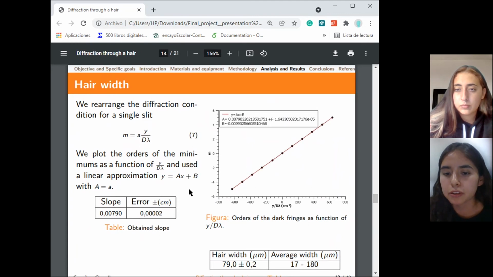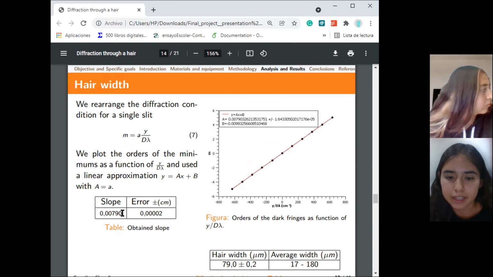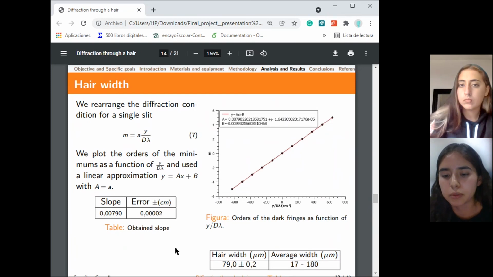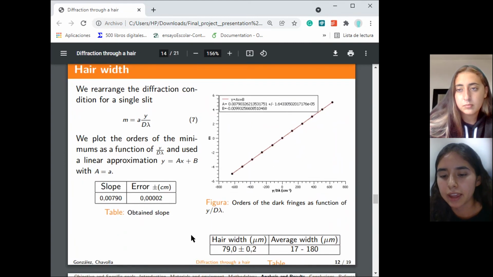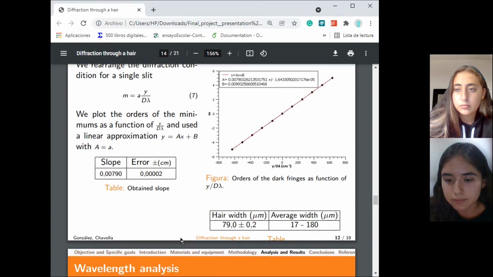And it is possible to use a linear approximation with a slope a, that is the width of the hair. Then we obtain the slope 0.0079 with this error, and as we said, this slope will be the width of the hair. In my experiment, I obtained a width of 79 micrometers, plus minus 0.2 micrometers, and the average width of a hair is between 17 and 180 micrometers, so the result is within the range, and we conclude it's a good result.